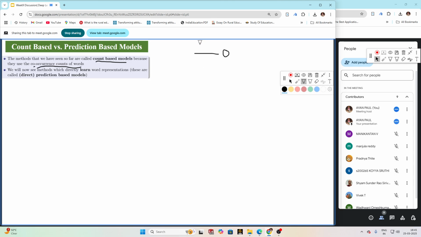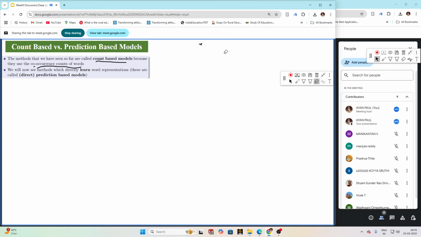Earlier, in the count based model, we had two words and we were seeing how much these two words come together. Now what we will do is take four words and predict the fifth word. So these are prediction based models. This we will see.